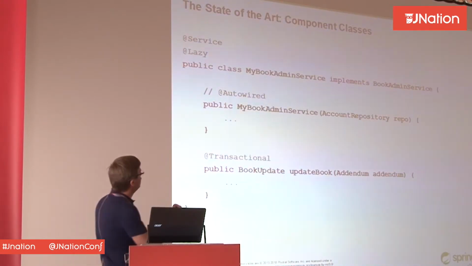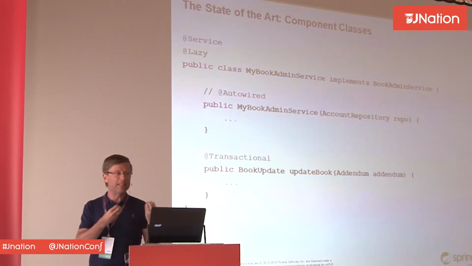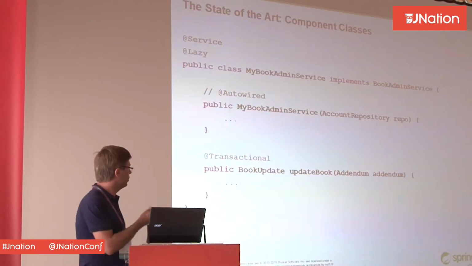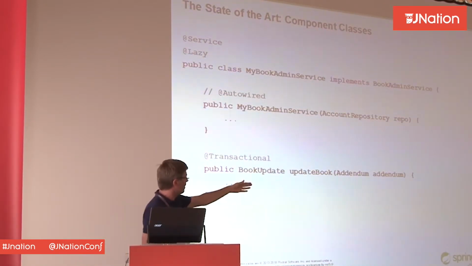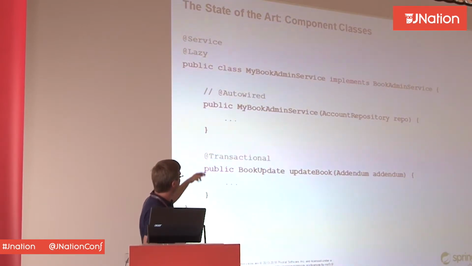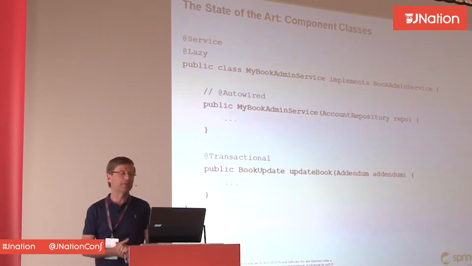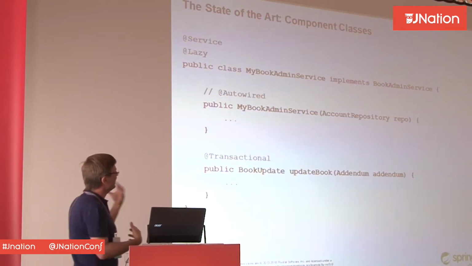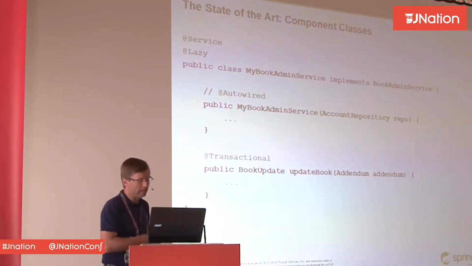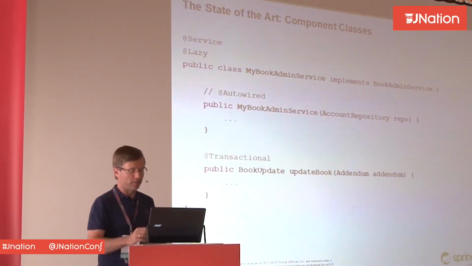Those annotations really demarcate certain characteristics at the source code level. So this annotation tells you something about the method. That updateBook is a transactional method. This constructor is autowired. My BookAdminService is a lazy service class, right? So it's quite readable. And even if some of those annotations might not be technically necessary in the source code, they add to the readability of this piece of source code.